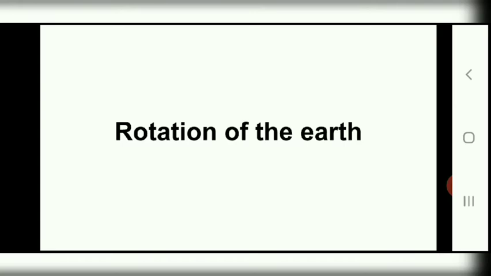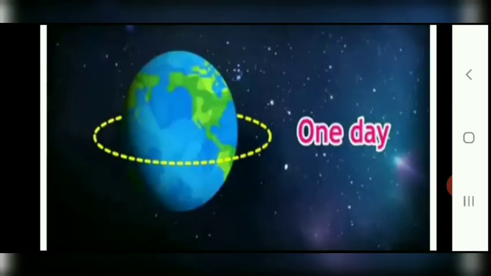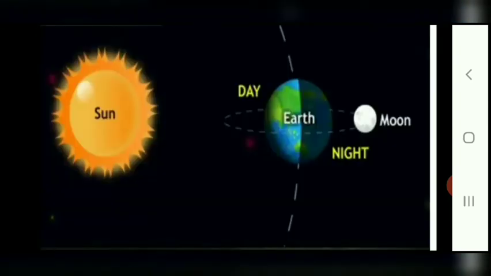Rotation of the earth. The earth takes 24 hours, that is one day, to complete one rotation. During the rotation of the earth, the longitudes in the western part face the sun gradually, while those in the east experience darkness. That is, the longitude which faces the sun experiences sunrise, while on the other hand, the one in the darkness experiences sunset.